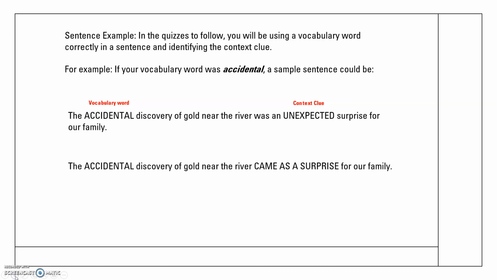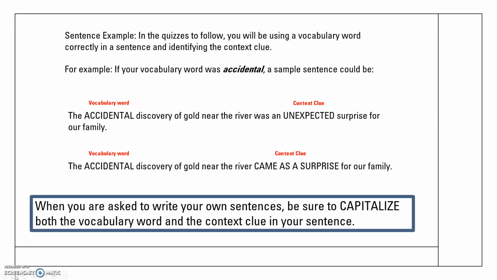Sometimes a context clue will be more than one word or a group of words. In this sentence, "The accidental discovery of gold near the river came as a surprise for our family," accidental is the vocabulary word, and the group of words came as a surprise acts as the context clue.